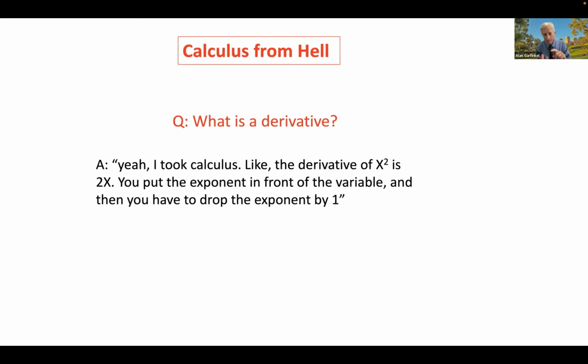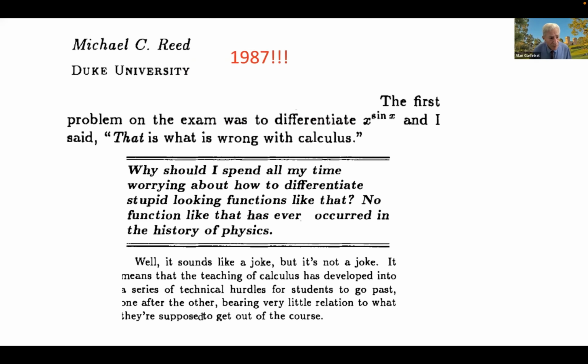This is poor understanding of math, and this is very poor teaching tied to a very poor concept of math. Mike Reed from Duke is a mathematical biologist who is still very active in publishing. 35 years ago, he said, first problem was to differentiate x to the sine x. And I said, that's what's wrong with calculus. Why should I spend all my time worrying about how to differentiate stupid looking functions like that?